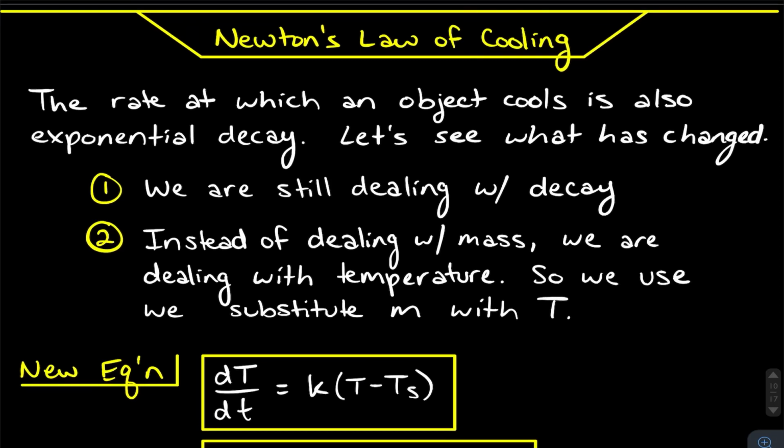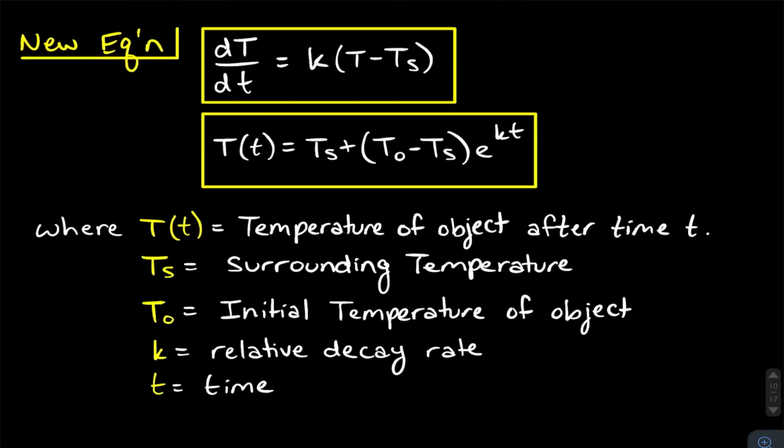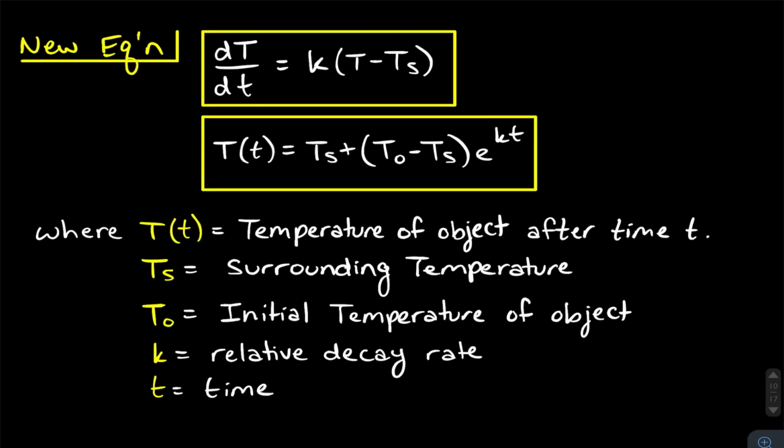Now, the second difference is that instead of dealing with mass, we're actually dealing with temperature. That's the difference in variables here. So instead of using an m, we're going to use a T. All right? And so here's our new equation. Try not to let this overwhelm you right off the bat. I promise I'll explain this, and I'll explain why this looks a little bit different than we've had before.